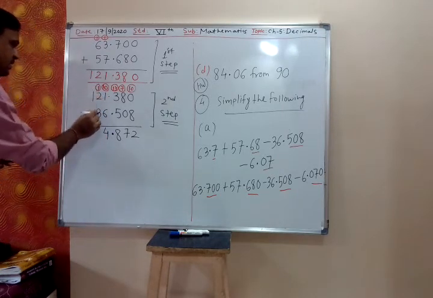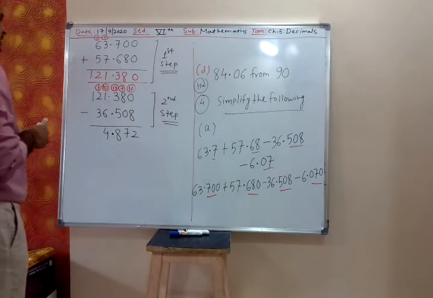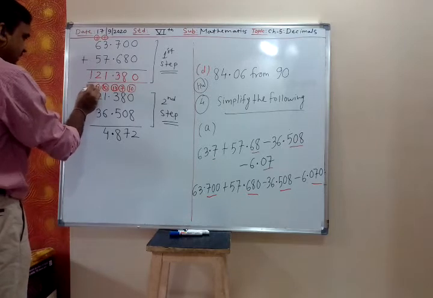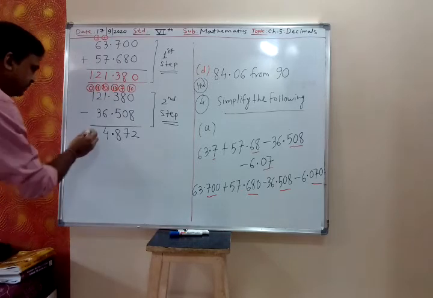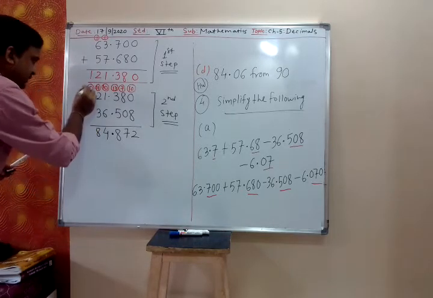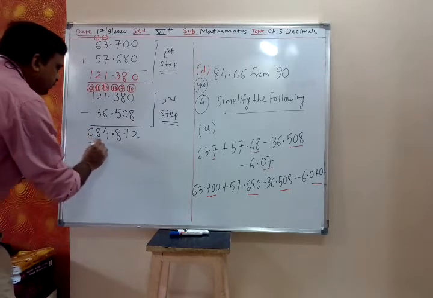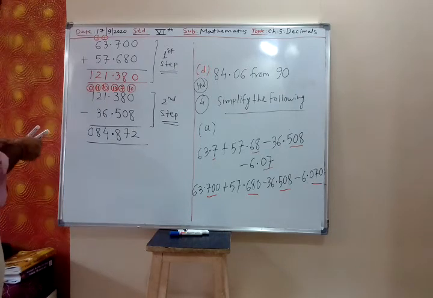And now 1 and 3. 1 is smaller than 3, so 1 will be carried. Are you getting? So it becomes 11 and 1 becomes 0. 11 minus 3 is 8. And 0 minus 0 is 0. So 084.872. This is my total.